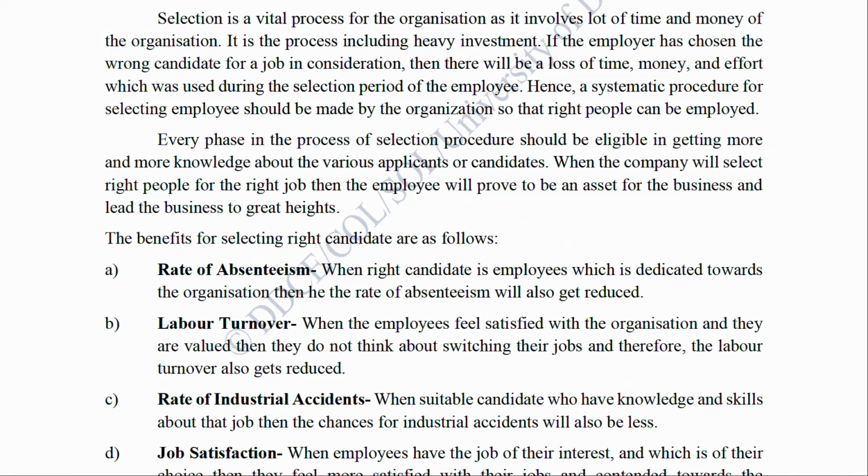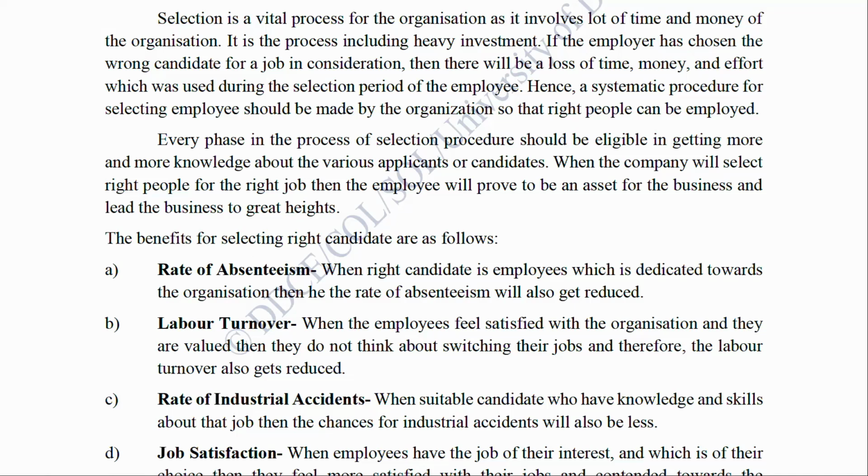Selection is a vital process for the organization as it involves a lot of time and money of the organization. It is a process including heavy investment. If the employer has chosen the wrong candidate for a job in consideration, then there will be a loss of time, money and effort, which was used during the selection period of the employee. Hence, a systematic procedure for selecting employees should be made by the organization so that the right people can be employed.